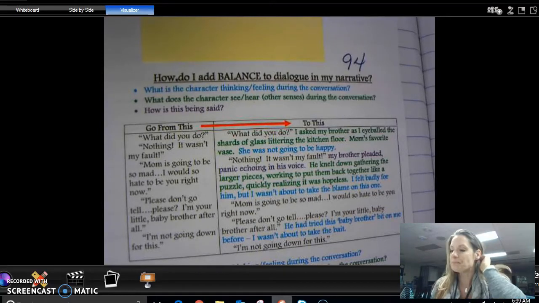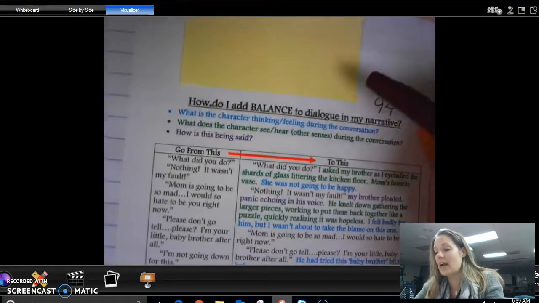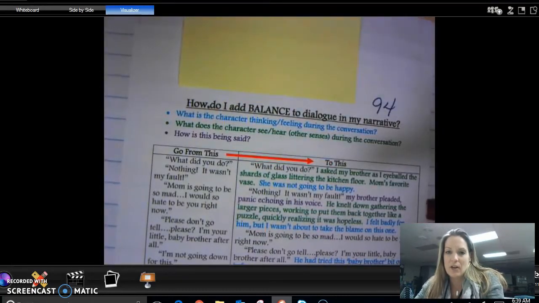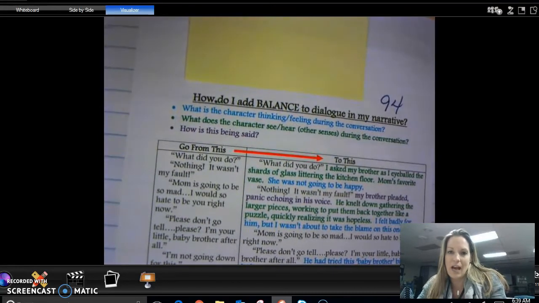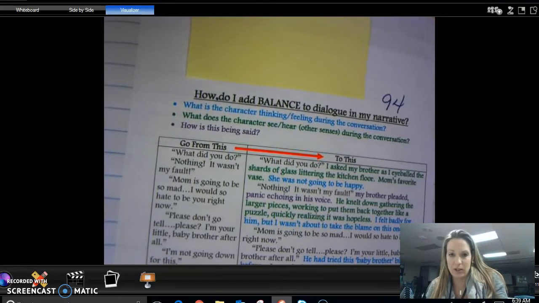So here's what we're going to do. We're going to use this, and I'm going to try to add one of each of these. Okay. You can do this however works best for you, and sometimes you don't need to do it to every single line of dialogue.